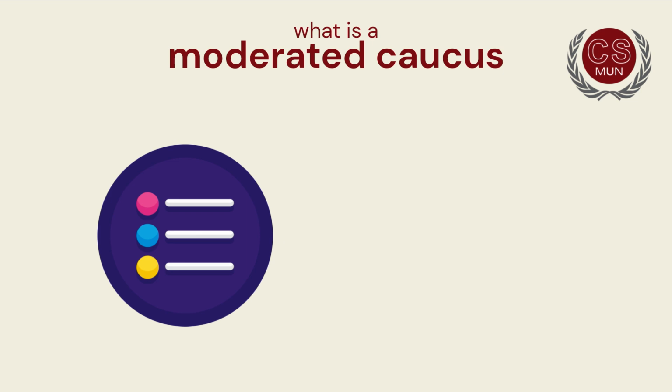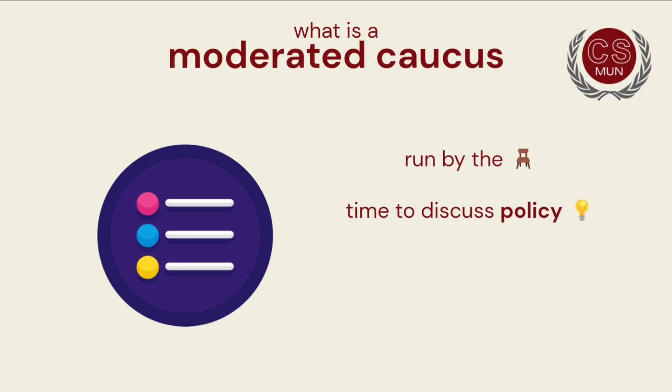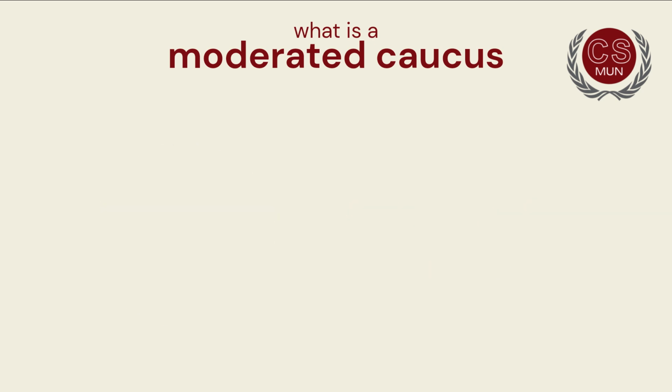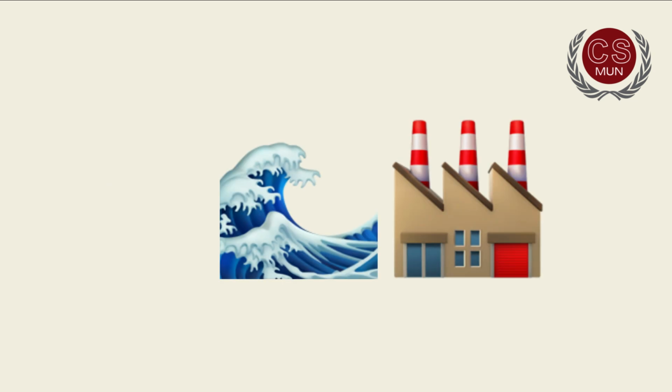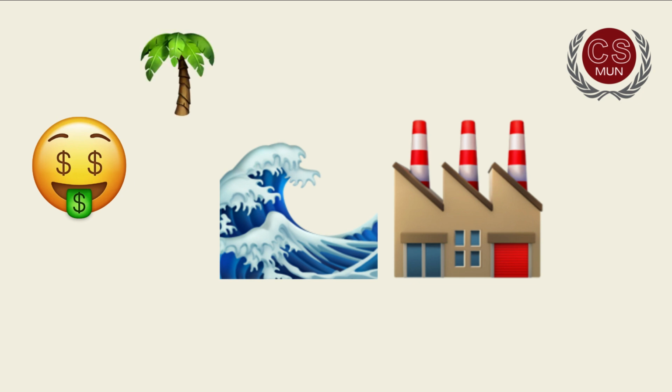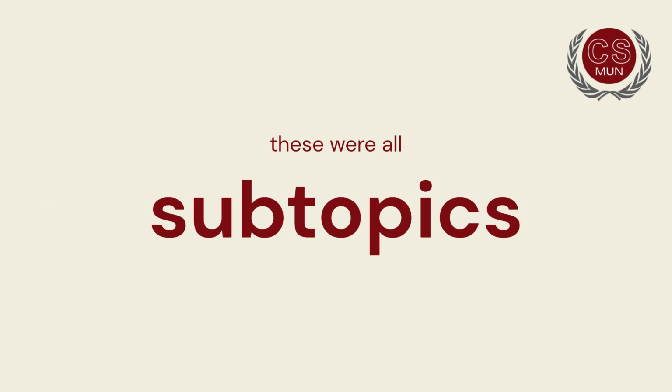This type of debate is run by the chair and it's a time for you to discuss policy ideas and make your arguments. For example, let's say the agenda of your committee is ocean pollution. During unmoderated caucuses, you might want to narrow down and focus on different aspects of the issue: the economic impact of marine pollution, the impact of pollution on coastal communities, raising awareness on ocean cleanup initiatives. You get the point. These are all possible subtopics for a moderated caucus.